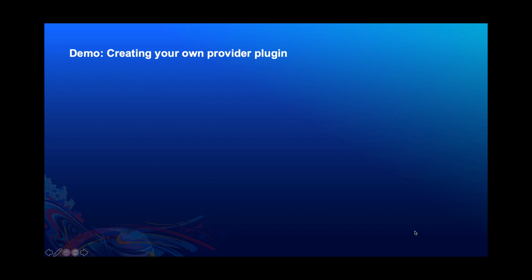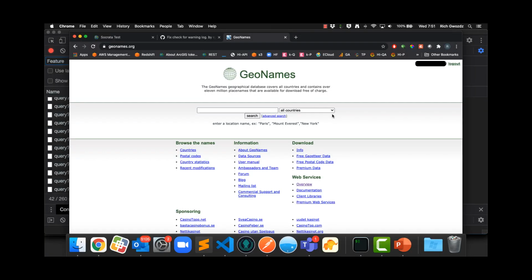Next, we're going to create our own provider plugin using the Koop CLI and add it to this Koop instance we've been working through. For the purposes of this demo, I thought it would be fun to create a Koop data provider for the Geonames API. If you're not familiar with Geonames, you can go check it out at geonames.org. It's essentially a place to search for names and find their location.